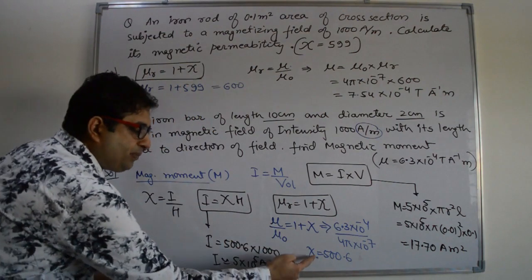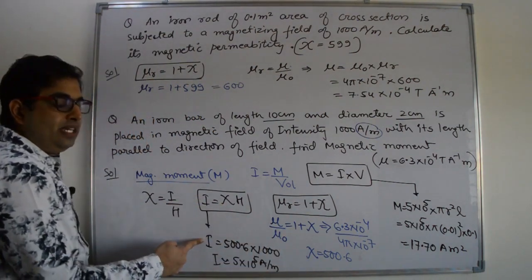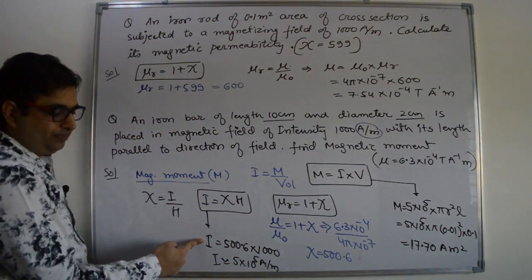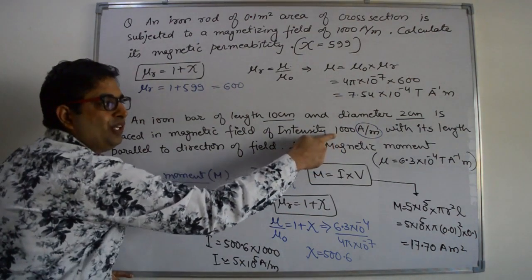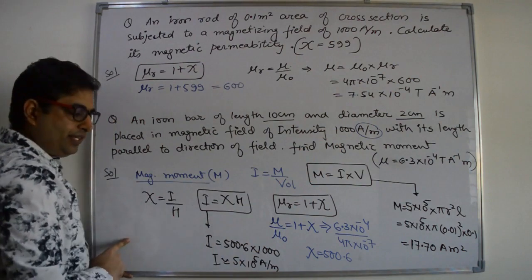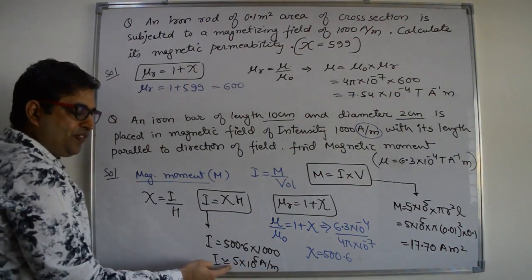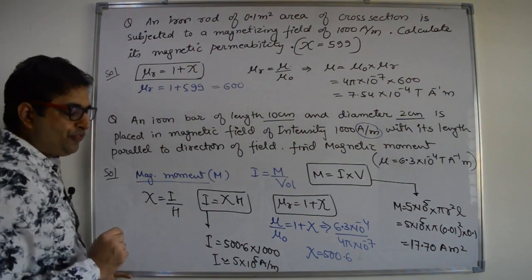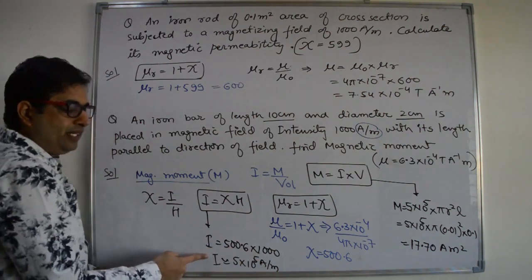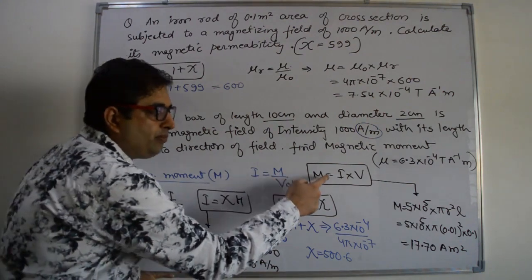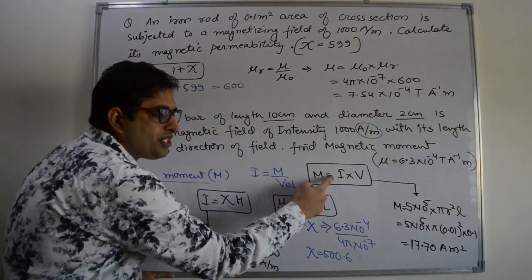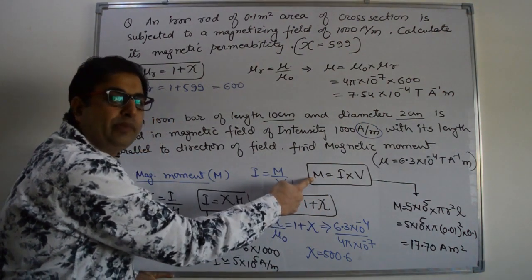If you know the susceptibility, you can calculate intensity of magnetization also. That is 500.6 into the given value of H, 1000. So approximately it is 5 into 10 raised to power 5 ampere per meter. This is intensity of magnetization, and from intensity of magnetization I can calculate magnetic moment also.